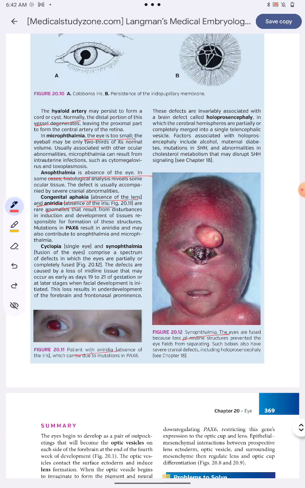Cyclopia is due to the loss of the midline tissue. It can be associated with a brain defect called holoprosencephaly. The cerebral hemispheres are partially or completely merged because the midline tissue is not present, and the lateral sides merge together, and this appears. It can extend to the brain, or it may just remain anterior.